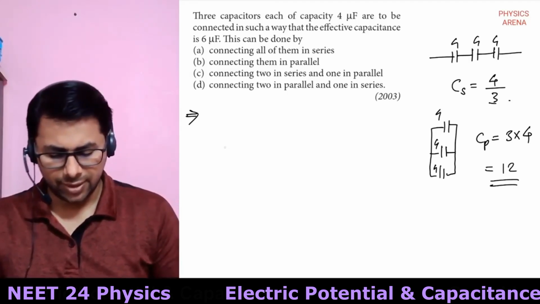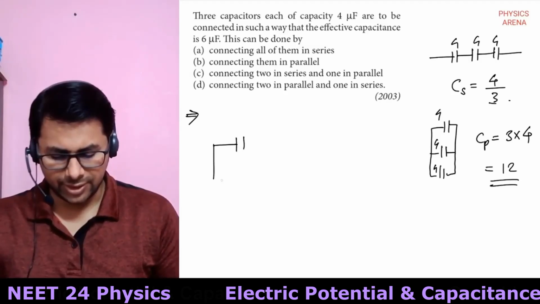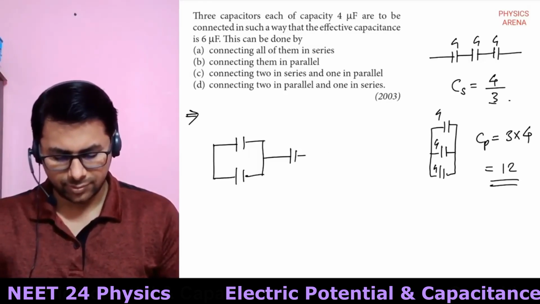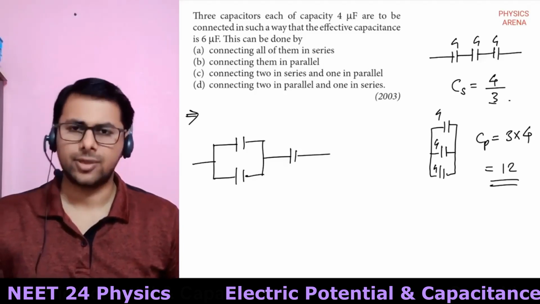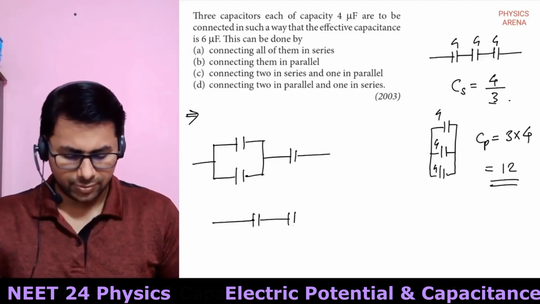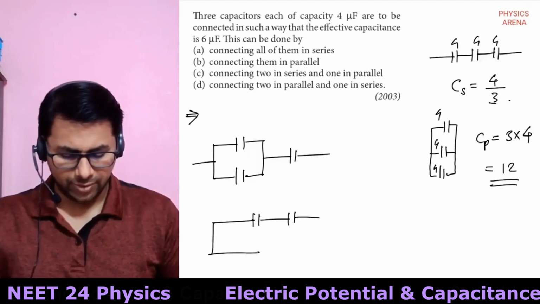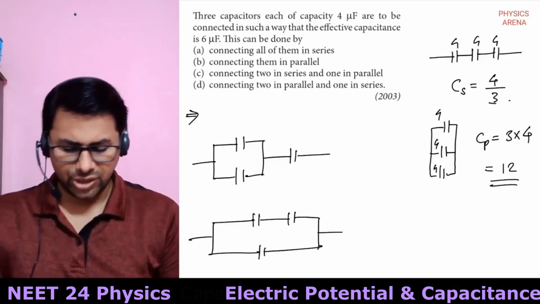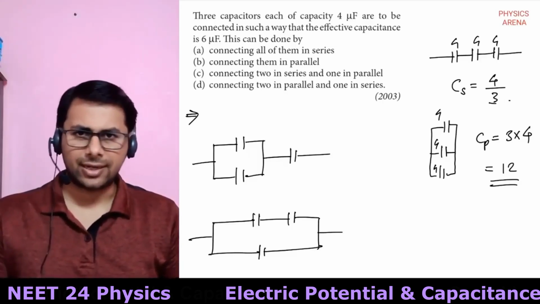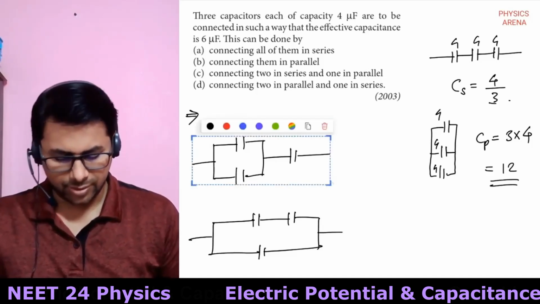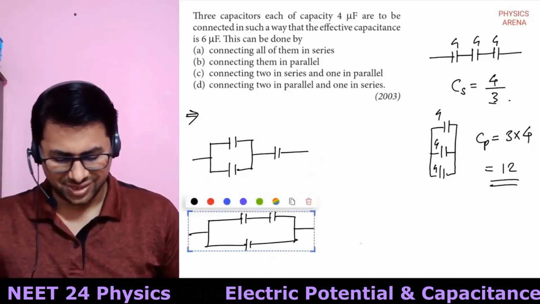Okay, so we can try doing this. 2 parallel, 1 series. Okay, or what else can we do? 2 series and 1 in parallel with this series. Okay, so this question has to be solved like this only, trial and error. Okay, there is, I mean, no shortcut to this.